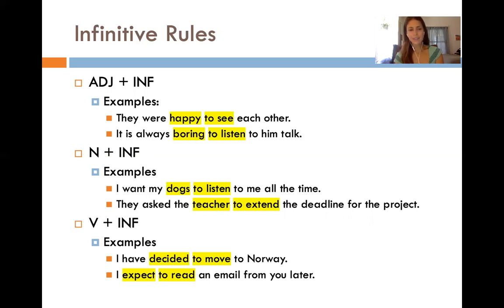Verb plus infinitive. I have decided to move to Norway. Decided is the verb, to move is the infinitive. I expect to read an email from you later. Expect is the verb, to read is the infinitive. So we have adjective plus infinitive, noun plus infinitive, and verb plus infinitive. These are the 3 infinitive rules.